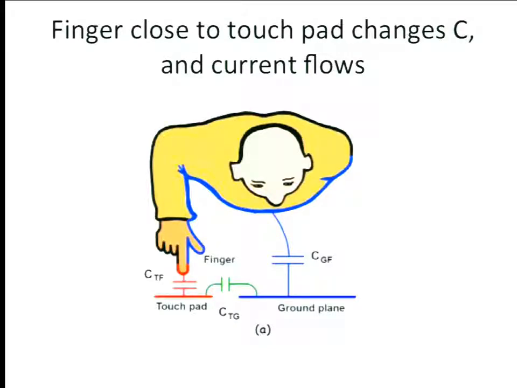If I keep the voltage constant and I change the capacity, if this is a constant and this is changing, then Q has to change. The charge on the capacitor has to change, which means current has to flow. So when they see current flowing, it means somebody came near that place, near that capacitor. So it's a way of locating where my finger is, because I'm changing the capacity and I'm causing current to flow.